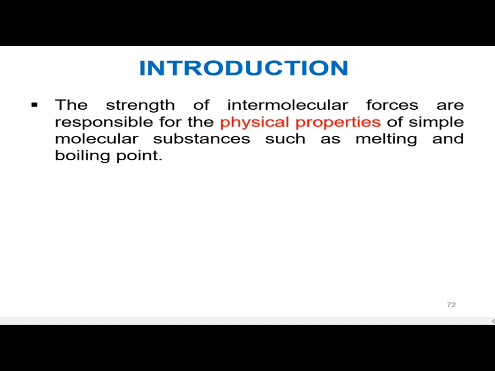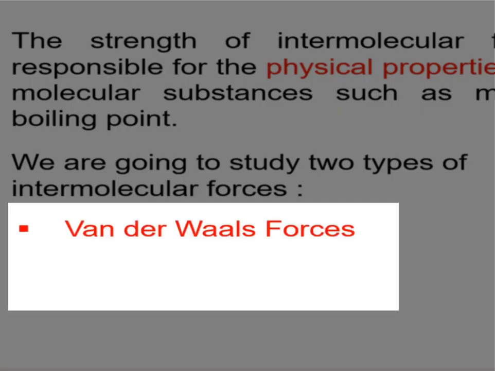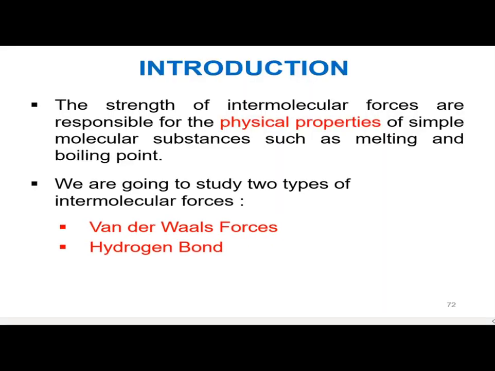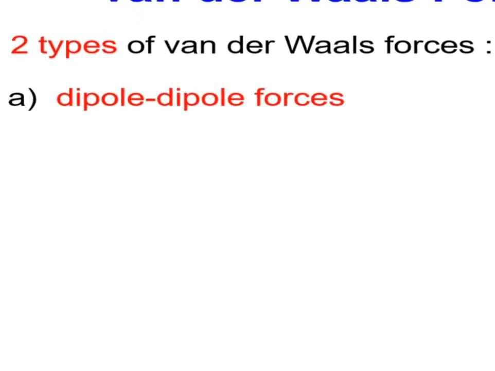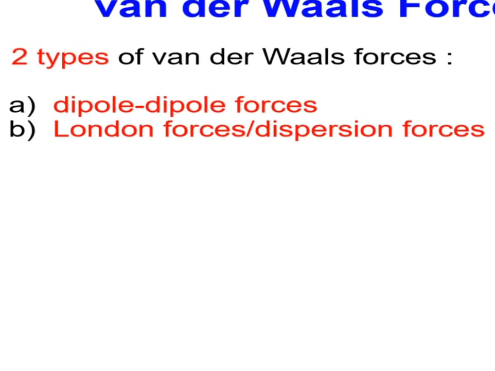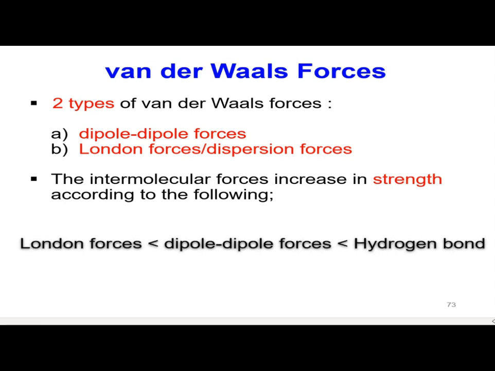We are going to study the two types of intermolecular forces, which is van der Waals forces and hydrogen bonding. There are two types of van der Waals forces. First is dipole-dipole forces, and the second one is London forces or dispersion forces. So in general, the intermolecular forces increase in strength according to the following sequence. London forces is weaker than dipole-dipole forces, and dipole-dipole forces is weaker than hydrogen bonding.